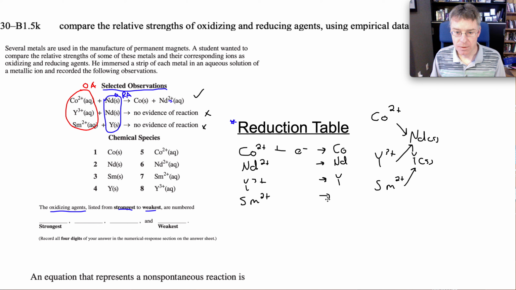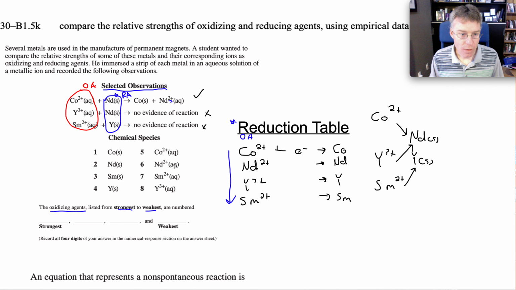And last, we've got... Okay. So now we're ready to answer our question. We just got to reread, make sure we don't flip the order. We want oxidizing agents, so that is this side. And we want them from strongest, which would be at the top, to weakest, which would be at the bottom.